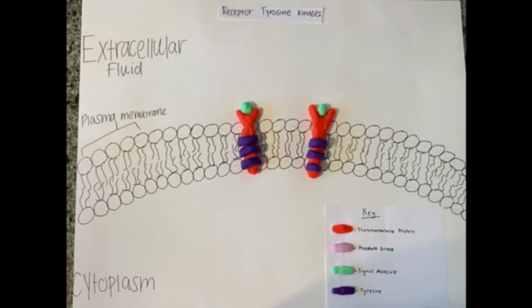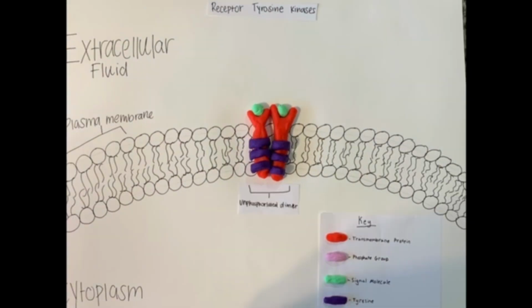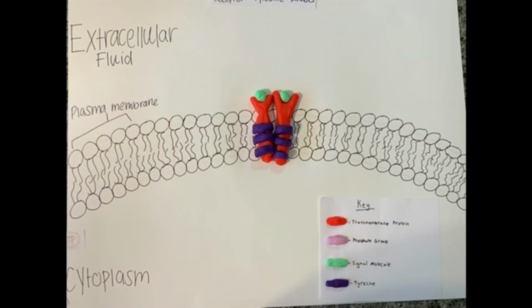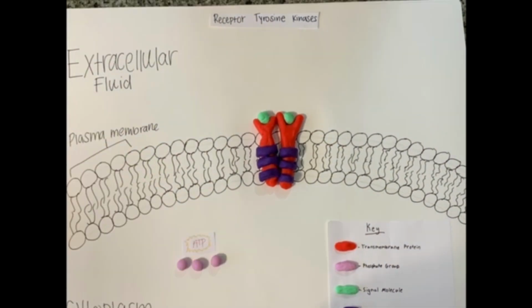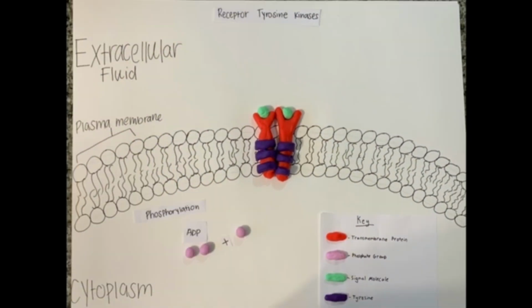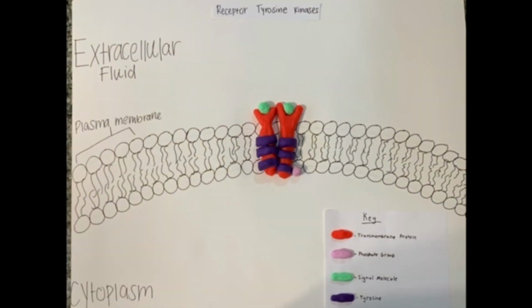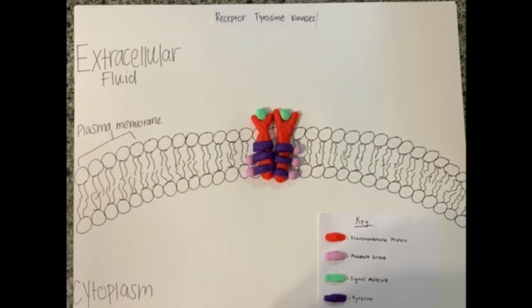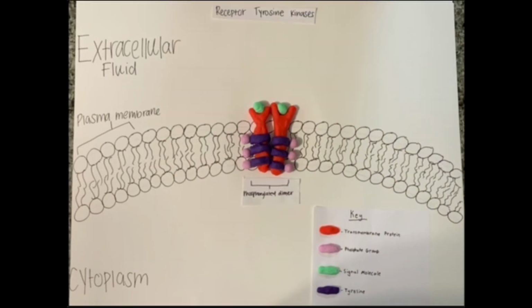After this, the two receptor tyrosine kinases will move closer together to form an unphosphorylated dimer. After this, ATP will come in and phosphorylation will occur. This will leave one ADP and one phosphate group. This phosphate group will bind to the tyrosine group. This process is repeated 6 times, resulting in a phosphorylated dimer.